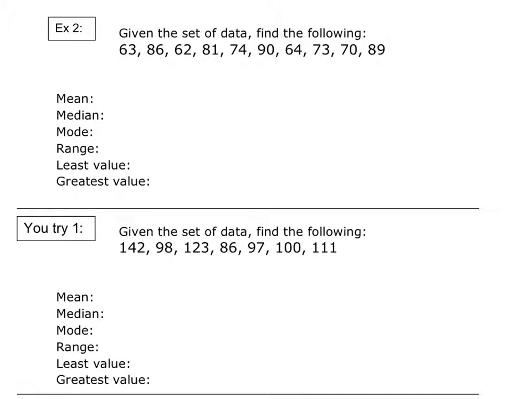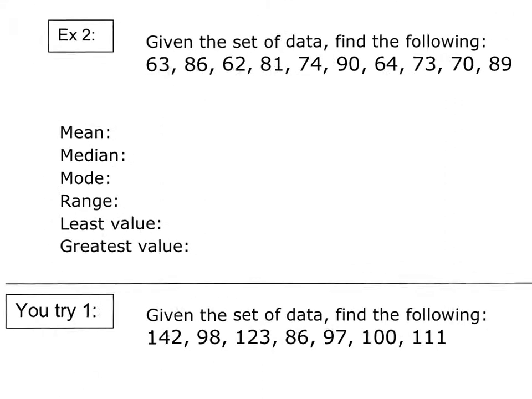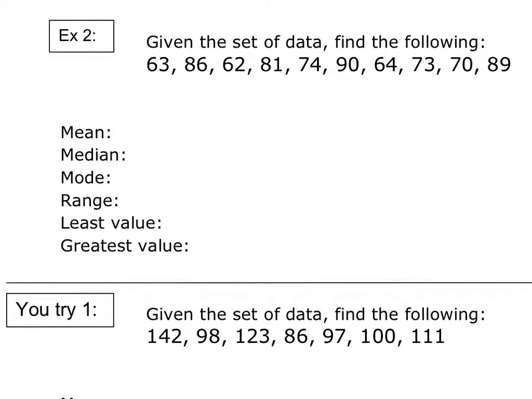You like it? Anyway, hey, we want to find the mean, median, and mode of this data set. Okay, so to find your mean, remember we have to add our numbers up. So let's do that. We have 63 plus 86 plus 62, and I'm going to add up all these for you. Plus 90 plus 64 plus 73 plus 70 and 89.